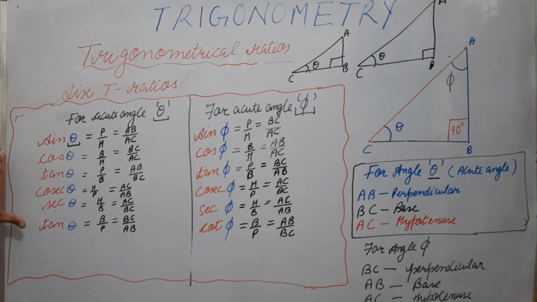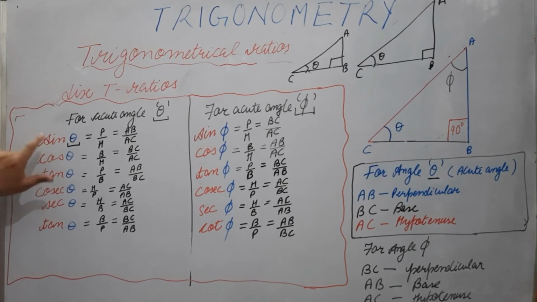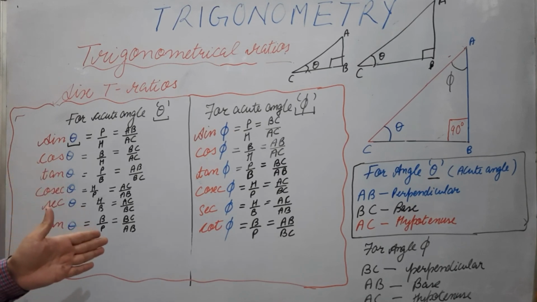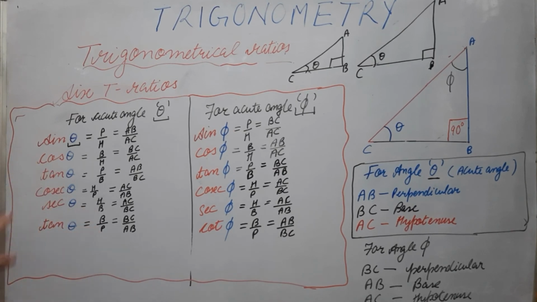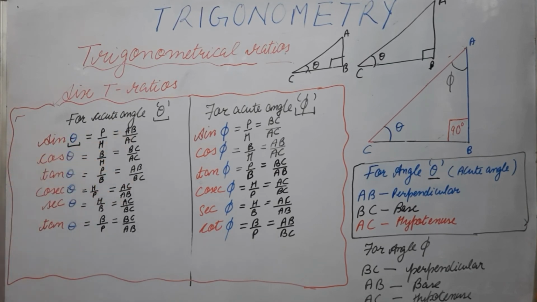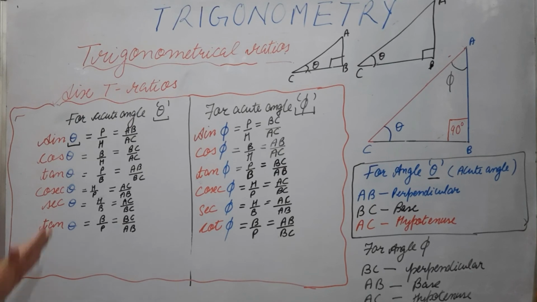So based upon this, if one of the six T ratios, one trigonometric ratio, is known, then the remaining T ratios can be easily obtained. If you are given sine theta in terms of values, then you can find the other T ratios very easily.